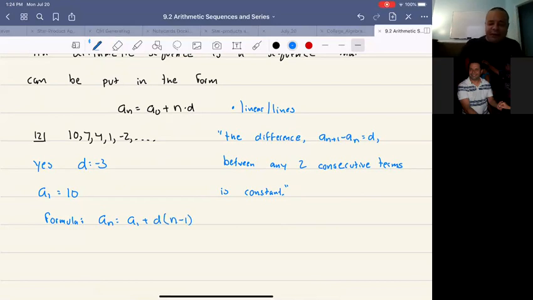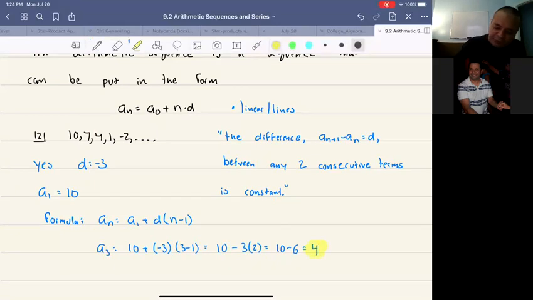So we could plug that in and see, for example, the third term. The third term is 4. So a sub 3 equals 10 plus, we've determined our d to be -3, we're looking at the third term, so that's 10 minus 3 times 2, 10 minus 6, that's 4. So that 4 matches with that 4. All right, let's take a look at another one.